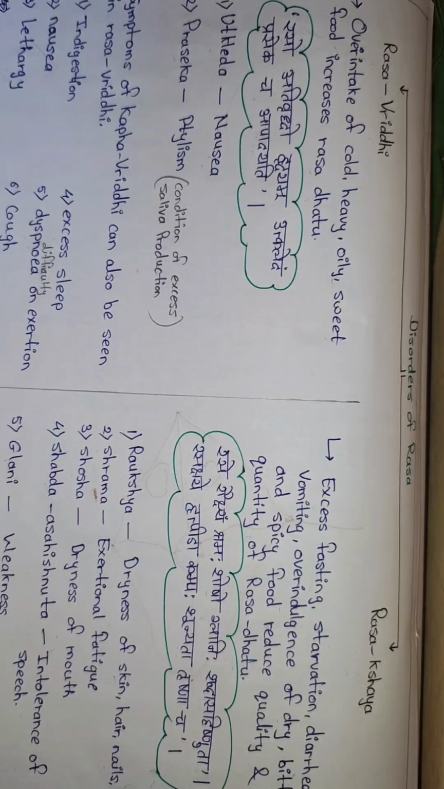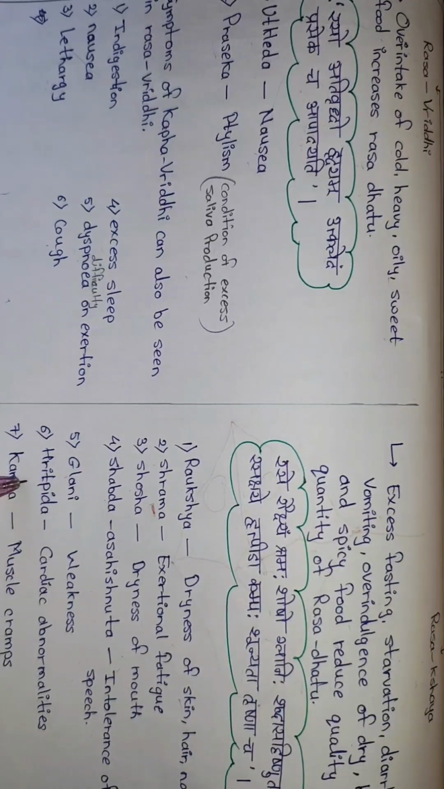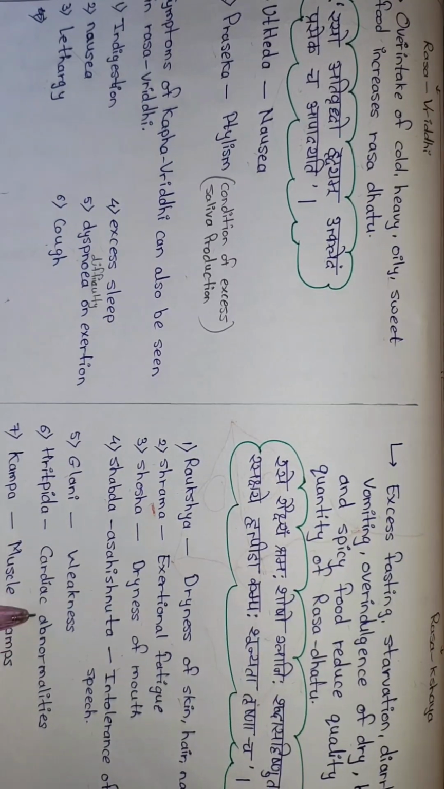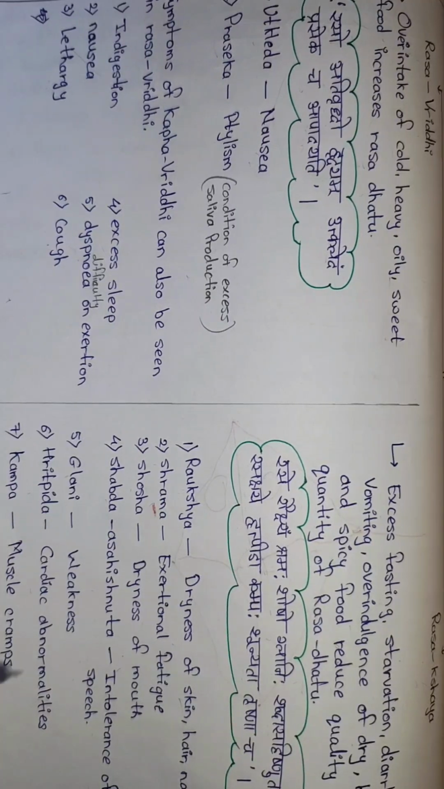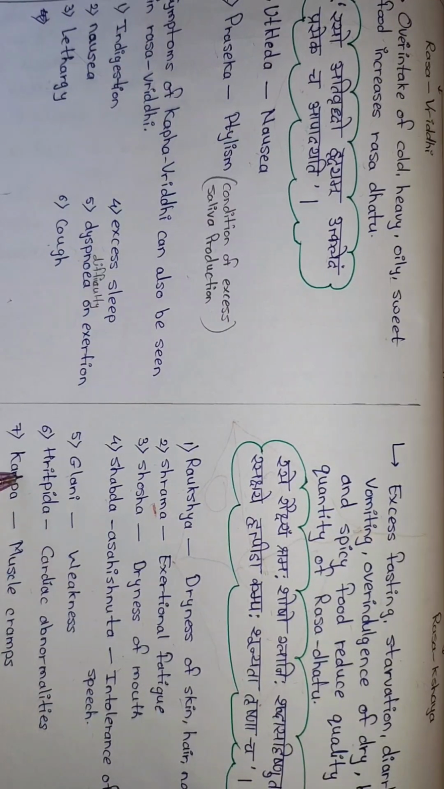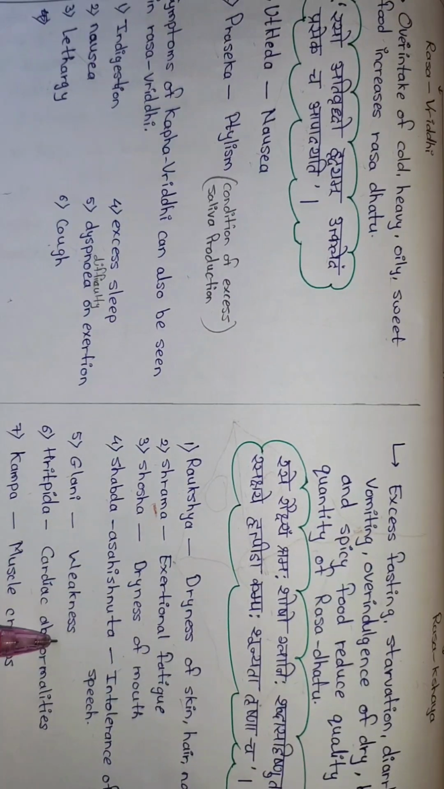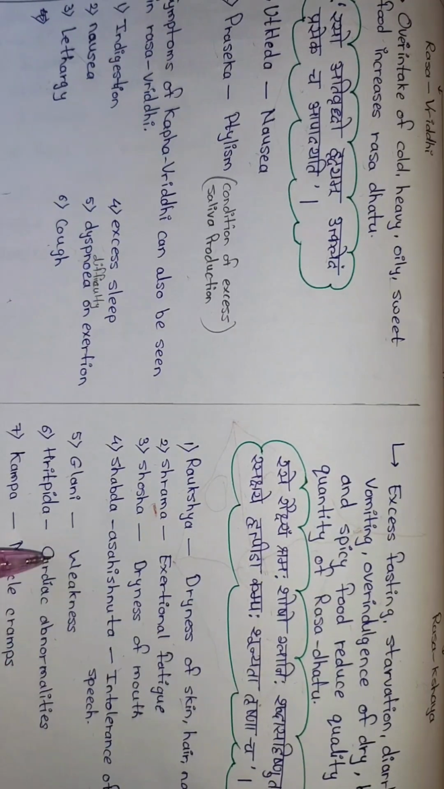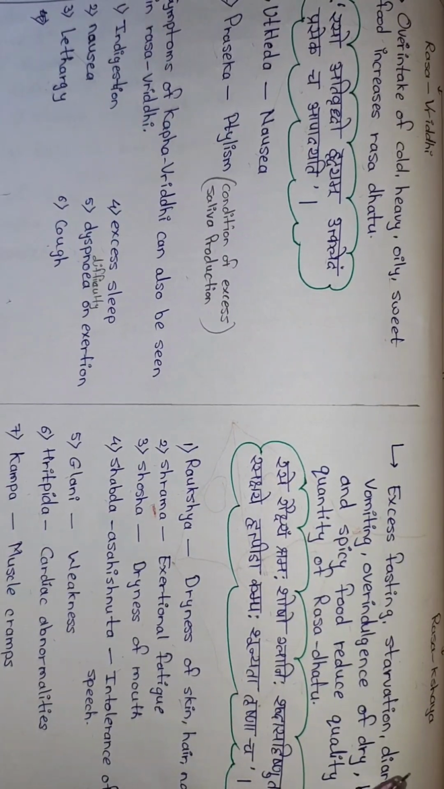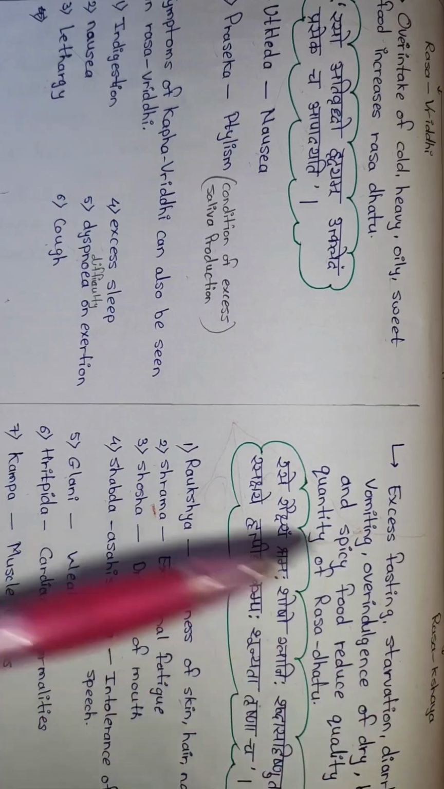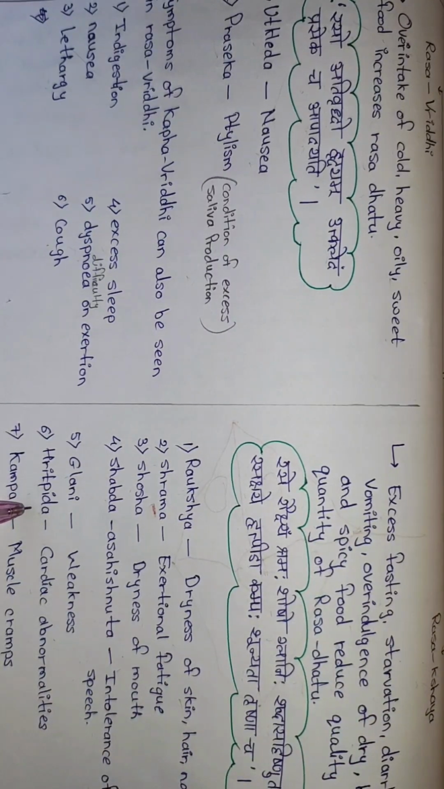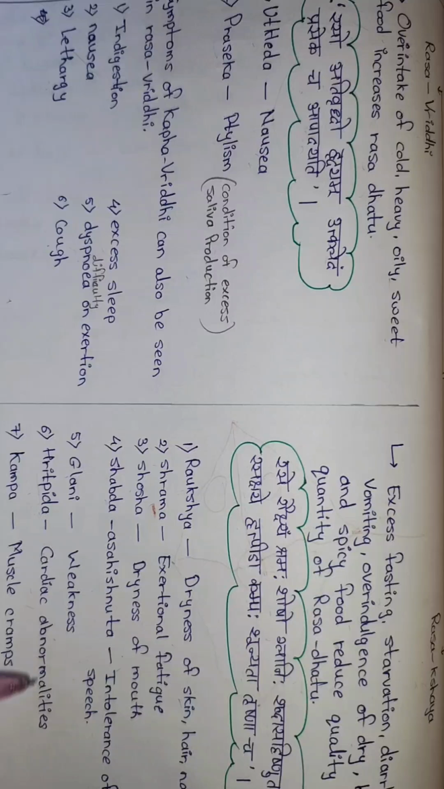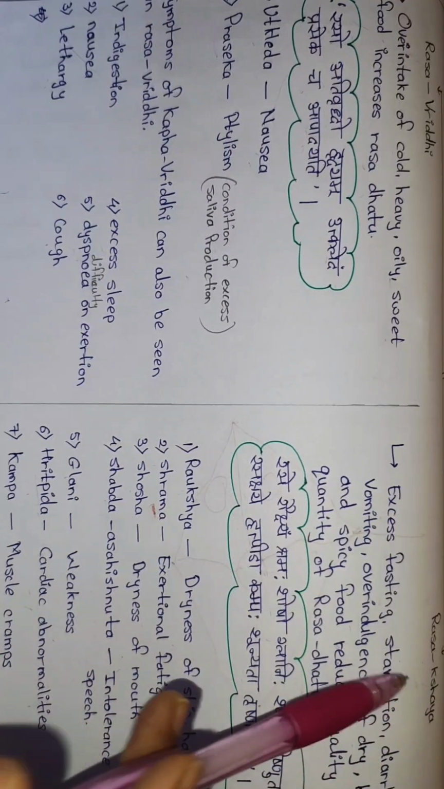Then Glani means weakness. Now Hritpida is related to cardiac abnormalities. As we have seen, the roots of Rasavaha Srotas are the heart and blood vessels. And we also know that the dhatu and its srotas, their health is interdependent, it depends on each other. So if there is increase or decrease in the Rasa dhatu, then it will directly affect the cardiac functions of the heart. So hritpida, cardiac abnormalities, are seen in Rasa Kshaya.